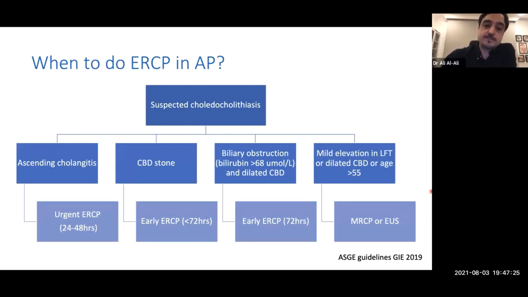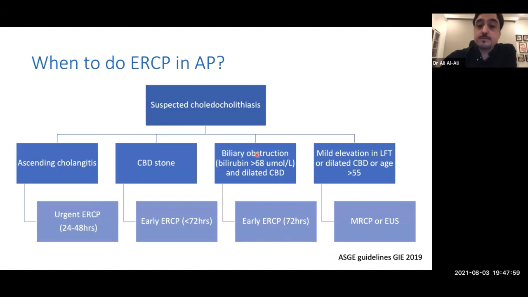It's typically for patients with suspected CBD stones. If you have a patient who presents with cholangitis, so they present clinically with fever, jaundice, and they fit the clinical picture of ascending cholangitis, these patients do benefit from urgent ERCP within 48 hours with sphincterotomy. If the patient is documented to have a CBD stone, whether on ultrasound or MRCP, for example, again, these patients do benefit from early ERCP within 72 hours.